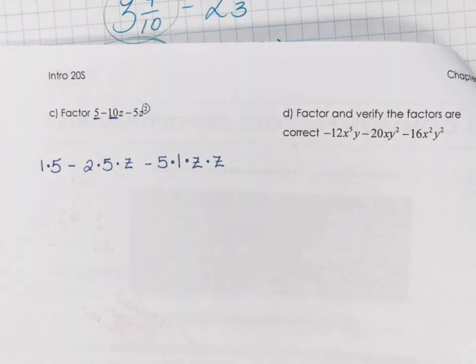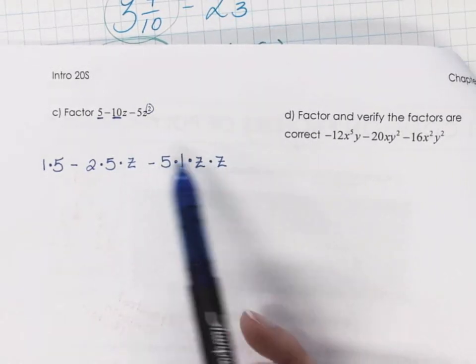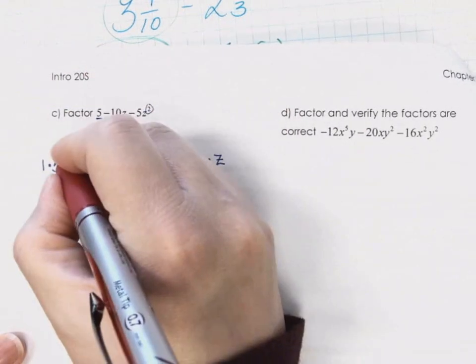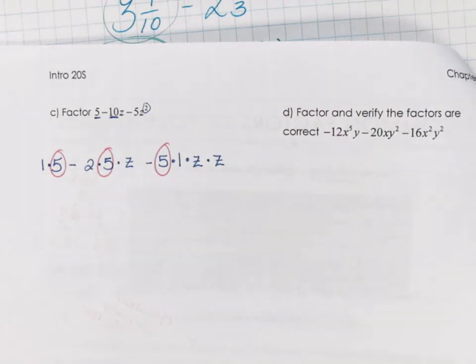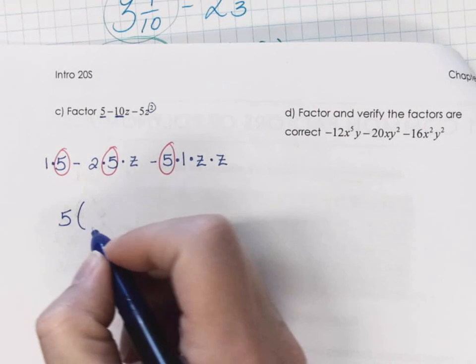So, looking at all this, what's common? Any letters? The Z is common in 2 places, but not all. That's perfect. Z is common here and here, but if it's not common in all 3, you can't pull it out. So the one that I'm going to pull out is 5. I pluck that out, and I only write it once because it's common in all of them.